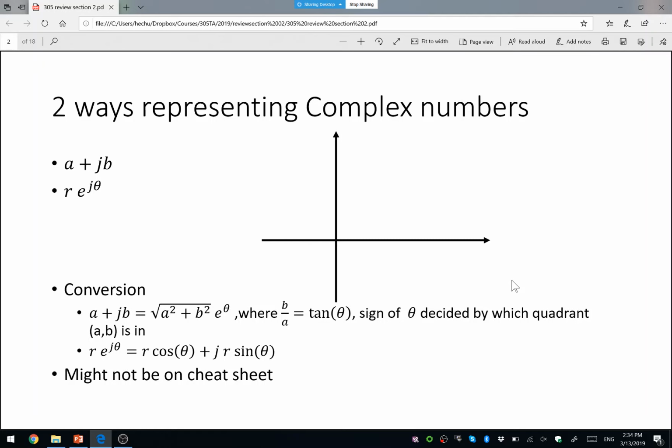So first thing is the representation of complex numbers. There are two representations. A plus jb, and j is the imaginary part. I guess all of you should know this. And the other thing is the polar representation. It's like r times e to the power of j theta.